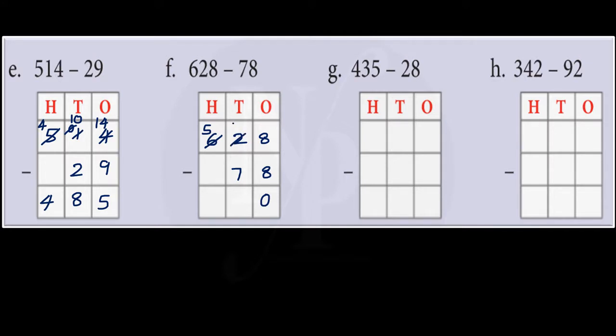Together with this 2 tens, it becomes 12 tens. And subtracting 7 tens from 12 tens, we get 5 tens. Here we are left with 5 hundreds in the hundreds column. Therefore, on subtracting 78 from 628, we get 550 as the difference. Coming to G, we have 435 minus 28. Let us write down these numbers in the table here. 435 minus 28.